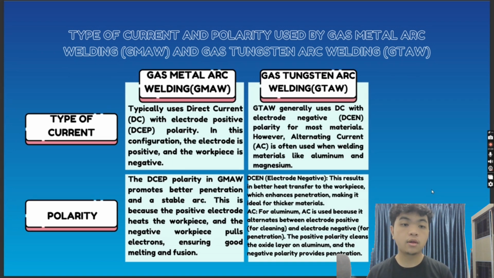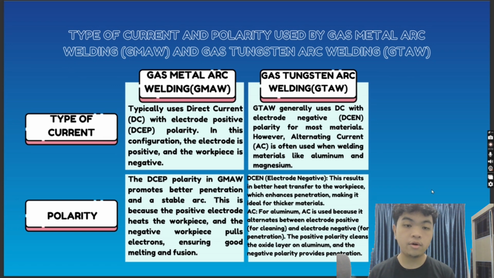Now I'm going to talk about the type of current and polarity used by gas metal arc welding, GMAW, and gas tungsten arc welding, GTAW. Gas metal arc welding typically uses direct current with electrode positive polarity. In this configuration, the electrode is positive and the workpiece is negative. Gas tungsten arc welding uses direct current with electrode negative polarity for most materials. However, alternating current is often used when welding materials like aluminum and magnesium.